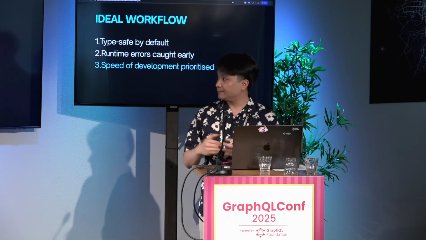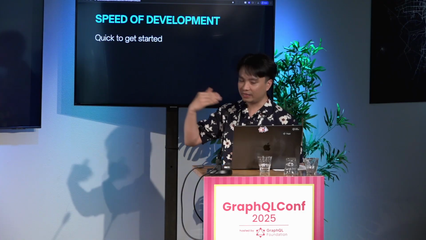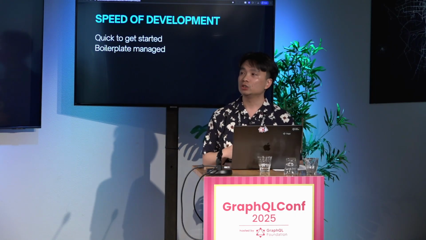Next up is speed of development prioritized. And what that means is very straightforward. We want things to be quick. It must be quick to get started, meaning simple setup, less dependencies. We also want all the boilerplate things to be managed, right? We want to get straight to the business logic, things like wiring resolvers back to some arbitrary resolver map, and that's what I call admin stuff, and we don't want to be bothered with that. By we, I mean the engineers in the team.